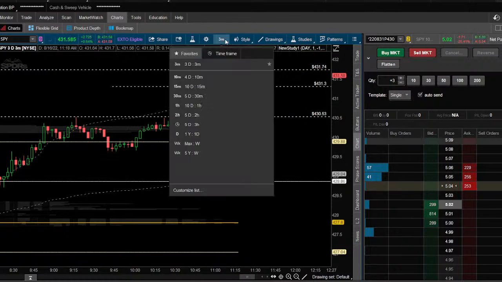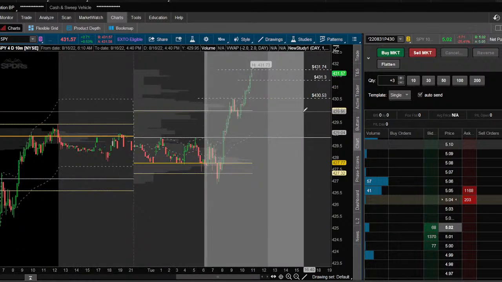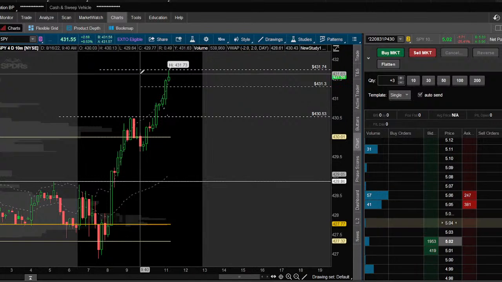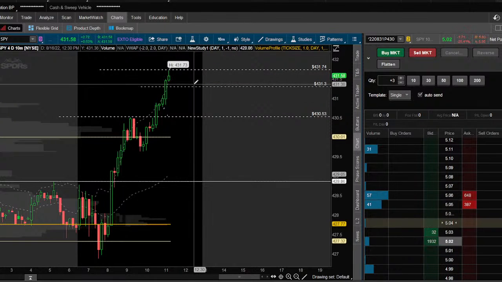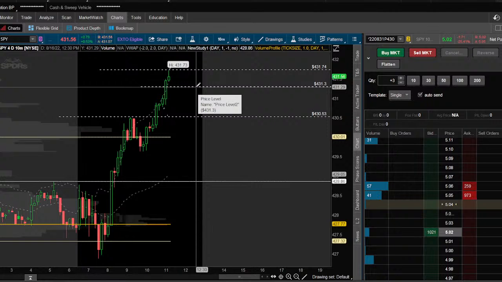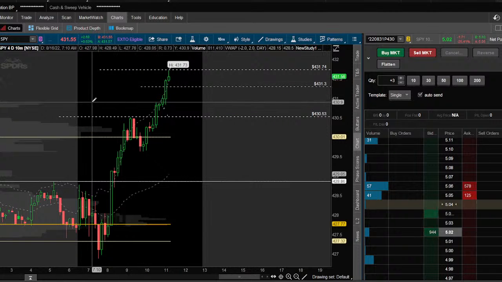Now what I'm personally watching is hopefully this gets rejected and comes right back down. I'm not saying it has to crash, right? But if I could catch a move, if it comes right back down to 431.30, I'll try to cover there. But I don't know, man.